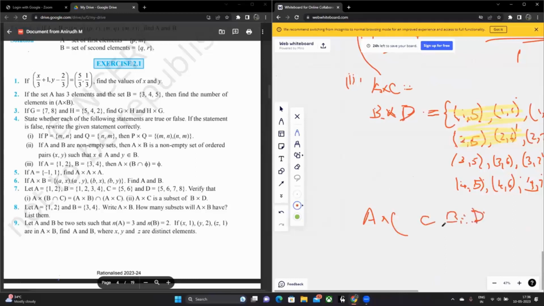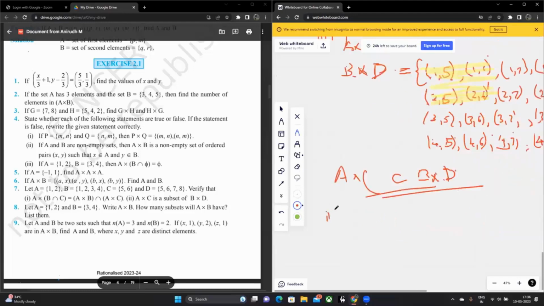It's easy to see that this property holds true. So basically, A cross C is a subset of B cross D because the 4 elements of A cross C lie in B cross D. So you have this 2 also verified. 2 is verified, and so you have finished the 6th question successfully.